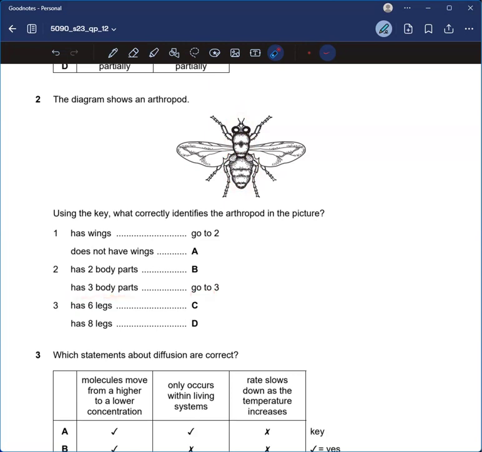So it has 3 body parts, so we'll go to 3. Okay, so if it has 6 legs, it would be C, and if it has 8 legs, it would be D. Now let's count the legs. 1, 2, 3, 4, 5 and 6. So it would be C definitely. So I'll circle it.